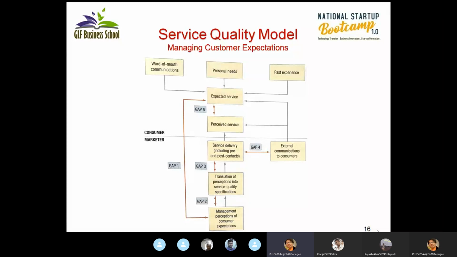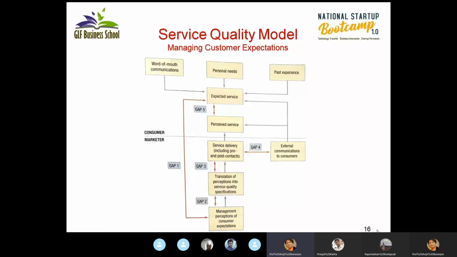In this service quality model, we are highlighting the main requirements for delivering high service quality. It identifies 5 gaps that may cause unsuccessful delivery. Gap 1, gap between consumer expectation and management perception. Gap 2, gap between management perception and service quality specification. Gap 3, gap between service quality specifications and service delivery. Gap 4, gap between service delivery and external communications. Gap 5, gap between perceived service and expected service.